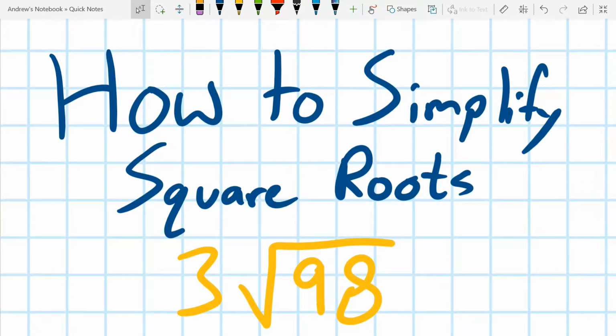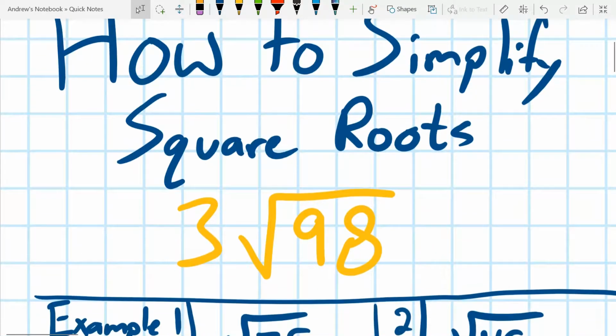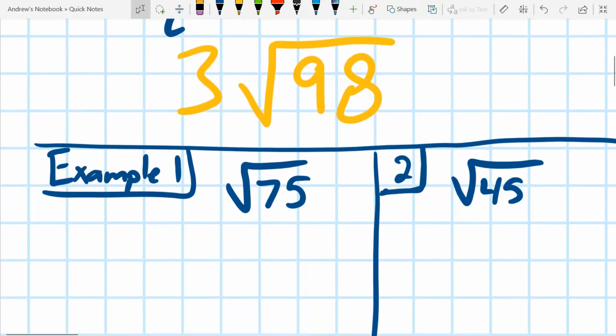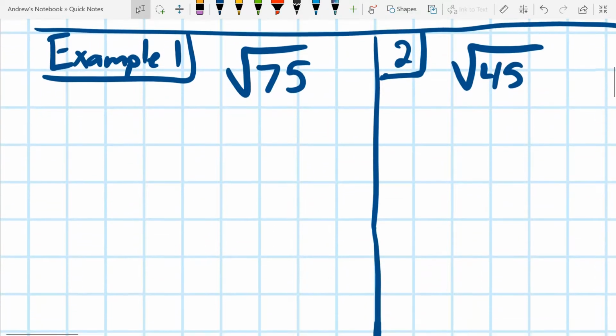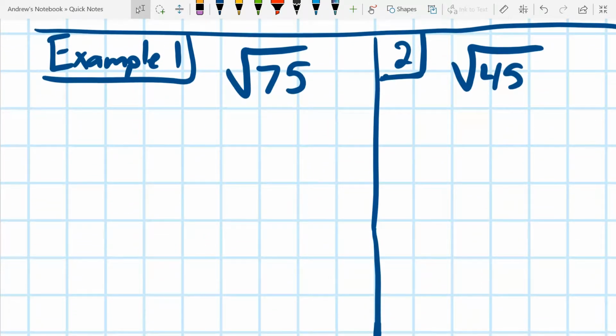Today we're going to learn how to simplify square roots of numbers that are not perfect squares. So when we have a number like the square root of 75, if we type that in our calculator, it's not going to be a nice number. If we typed in the square root of 25, it'd be beautiful. Square root of 25 would actually be just 5, but the square root of 75 is ugly.